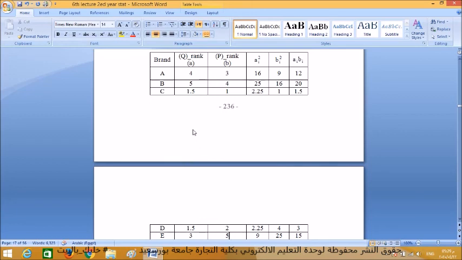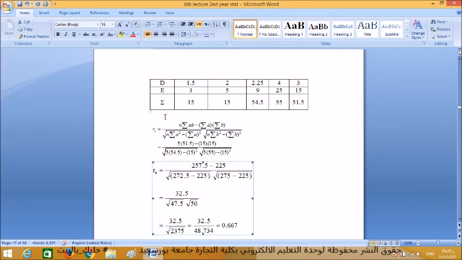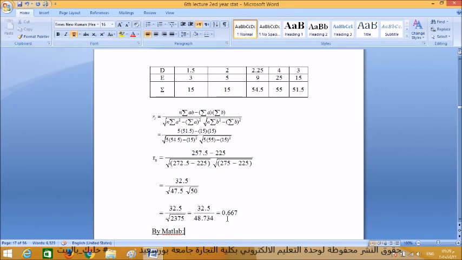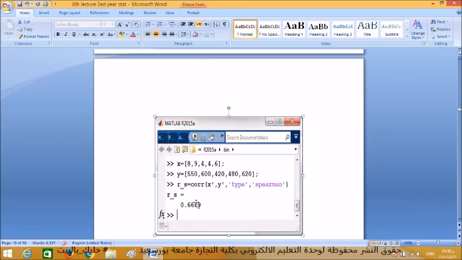The second method looks like the calculation of the coefficient of correlation after substituting x and y by a and b. So this is a, rank of x, this is b, rank of y, a squared, b squared, ab. Then apply this formula, and the Spearman correlation coefficient equals 67%.